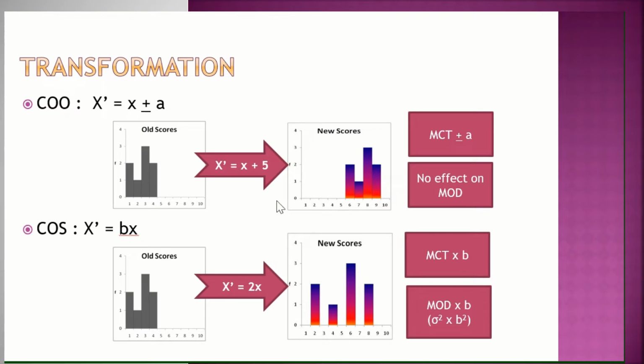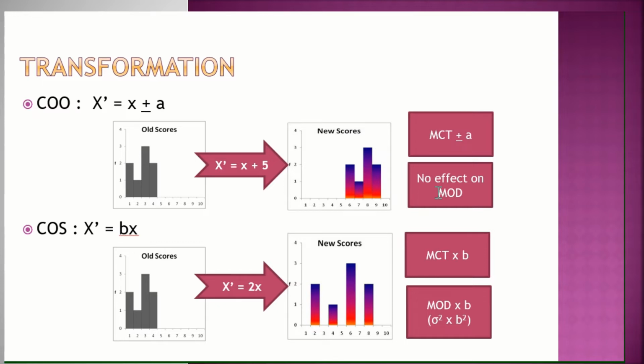All right. So what will happen? When you plus or minus something to your data, your MCT also will plus or minus by the same value. In this case, your mean will be added by 5, your median will be added by 5, your mode will be added by 5. So let me prove it to you. What is your mode here? 3. Original mode is 3, isn't it? What is your new mode? 8. It has been added by 5.